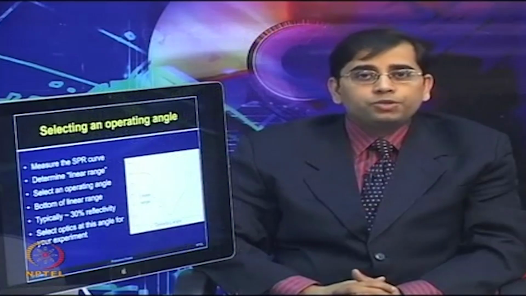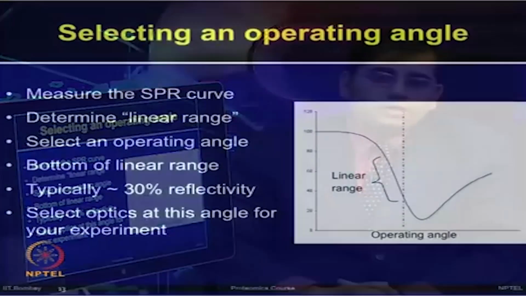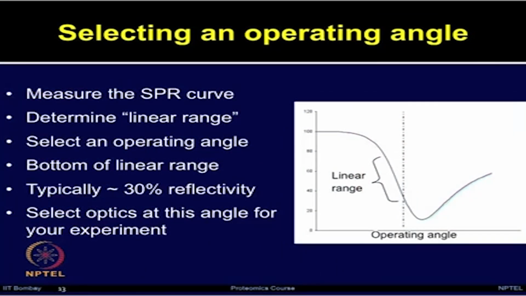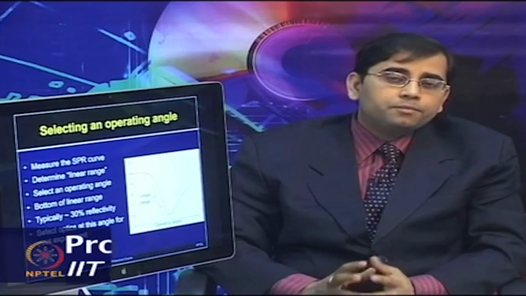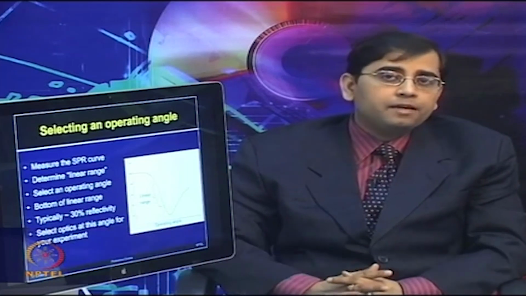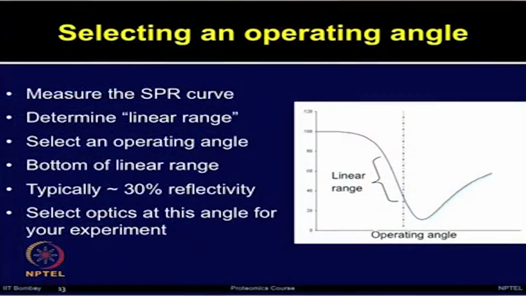Now, in SPR imaging, the first and most crucial step is selection of an operating angle. So, here as you can see in the slide, the SPR imaging device measures the SPR curve and determines the linear region, as you can see here in this region. First of all, one needs to scan the whole optics through a range of angles and determine the linear range. Once you select an operating angle, which is usually the bottom of the linear range, there is also a rough estimate that typically around 30% of reflectivity can be taken as the bottom part, which represents the linear region. So, the linear region starts there and that can be selected as the operating angle. So, select the optics at this angle for your entire experiment, so that all the spots which are printed on the chip surface can be measured simultaneously.